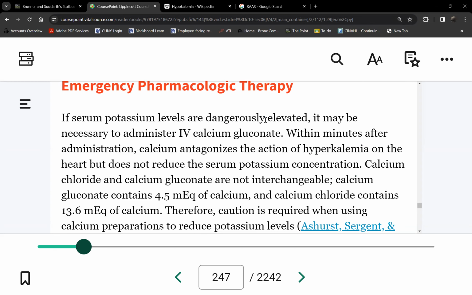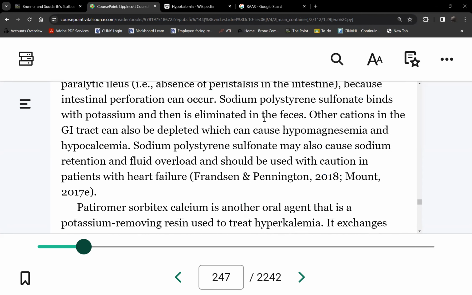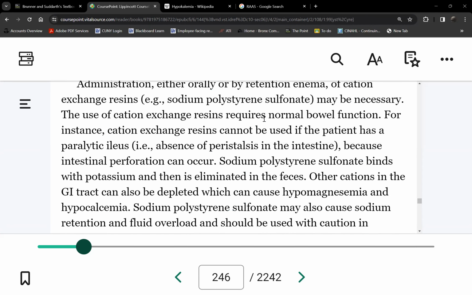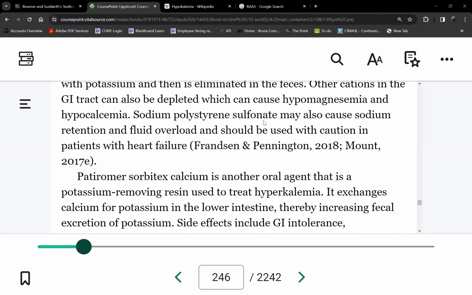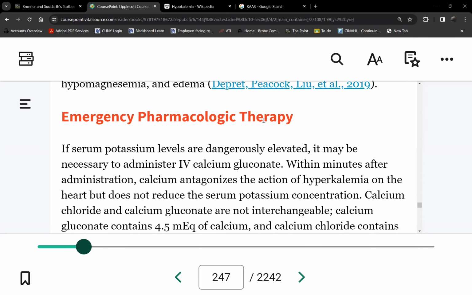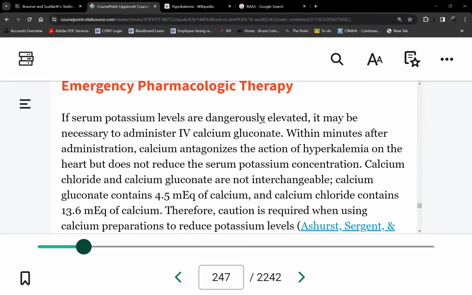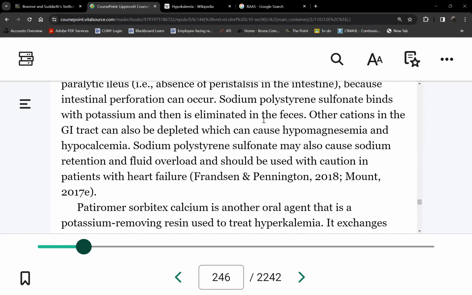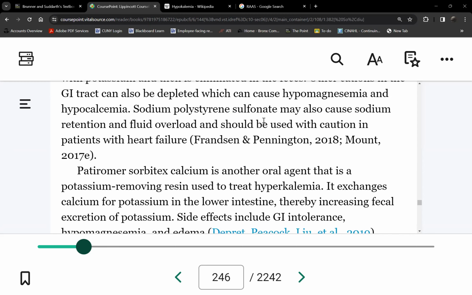So which one do you give first? This one or the 2-hour one? This one first, because this will shift it right away. And then you follow with the SPS, which will finish the job off. Are we clear? So by the time these short-term options wear off, the other elimination option should have kicked in already. Are we clear? All right.